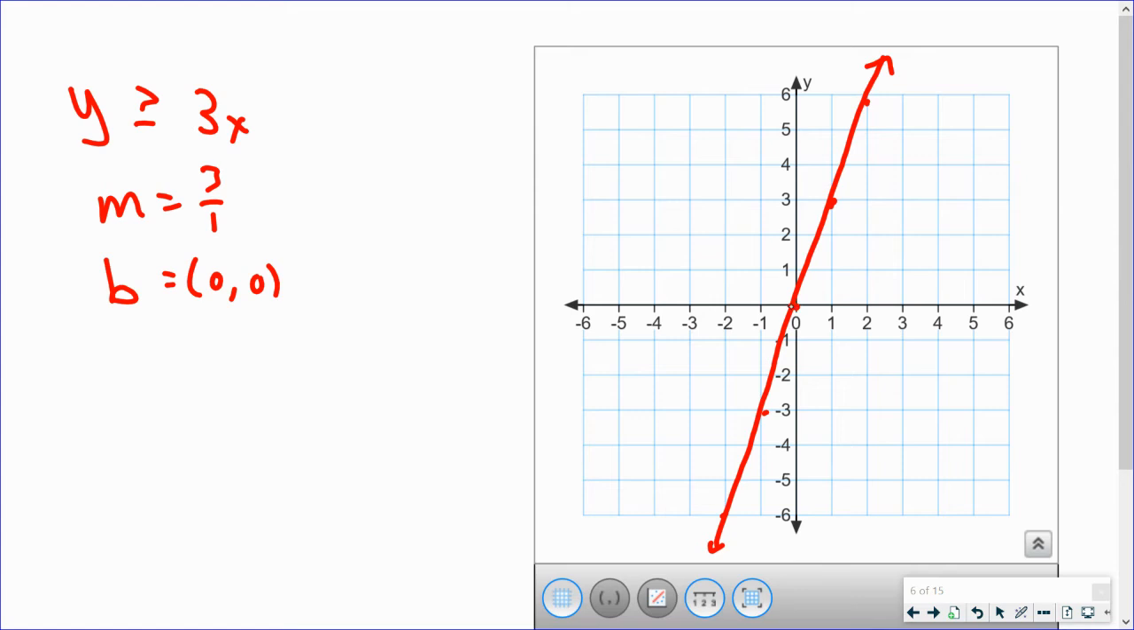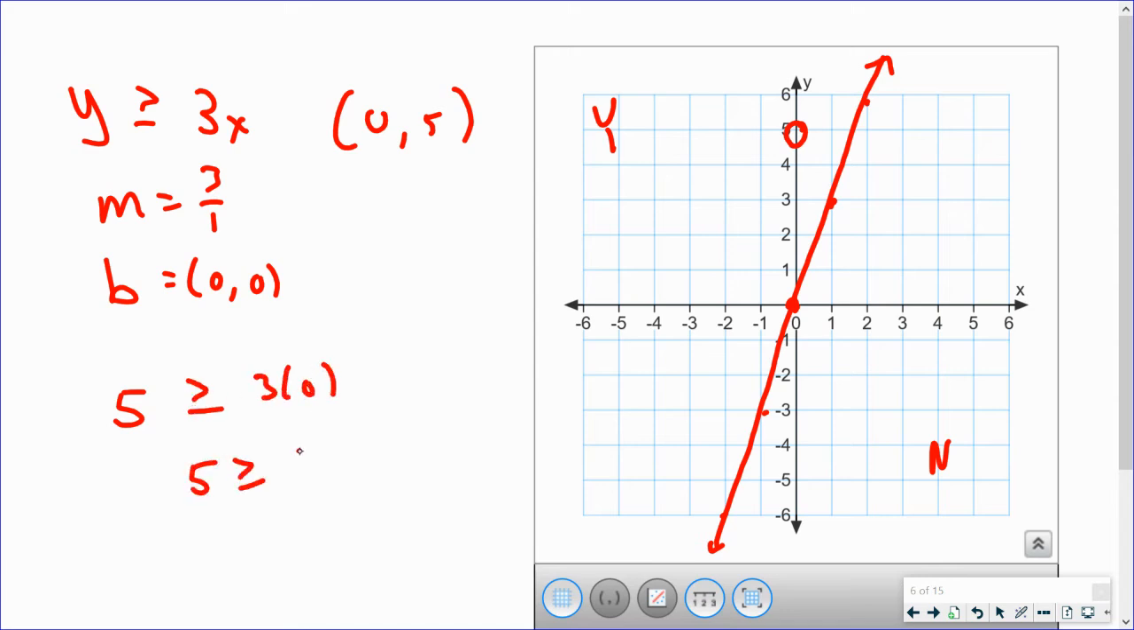Okay, now here's my problem. It goes through 0, 0. So I got to choose one that's not that way. And it really doesn't make any difference. Honestly, I don't make my x 0. So that means I'm looking for a number up here. So let's choose this one. It makes this my yes side, this my no side. So this point that I just chose was 0, 5. So I put the 5 in for y, and 3 times 0, so it's 5 greater than or equal to 0. And that's yes, 5 is greater than or equal to that, so I'm going to shade towards the yes side.